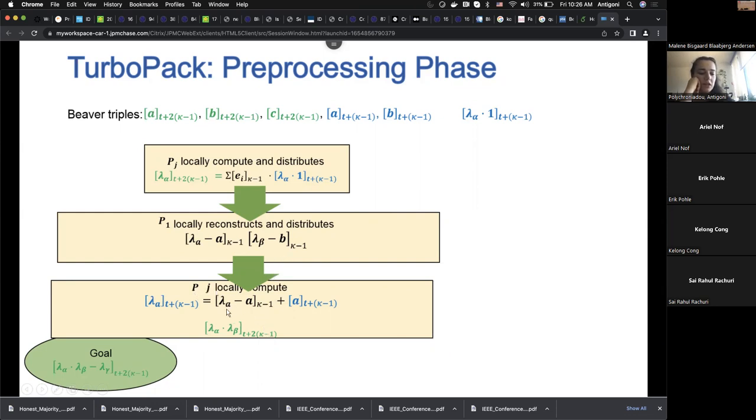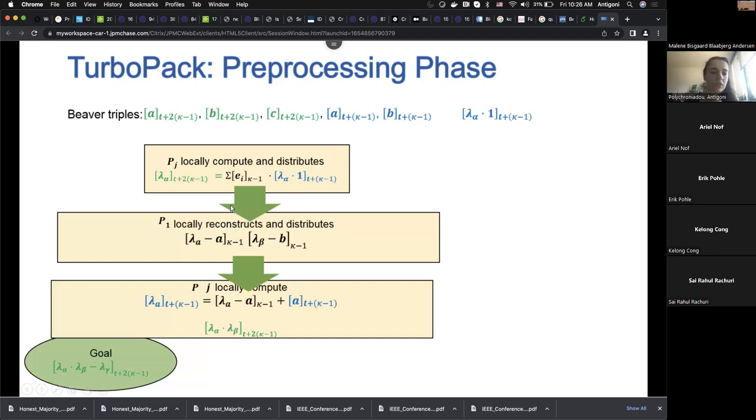Now every P_j can get rid of this value A. Since we have the Beaver tuple from here, we get rid of the A, and we end up with lambda alpha of this degree, and also lambda beta. Again, I didn't add the equation for lambda beta. Once you have lambda alpha under this degree and lambda beta under this degree, you can use any multiplication protocol to get the result. I'm not going to open up more equations on how to generate this sharing, but you can use any multiplication here to get this result.